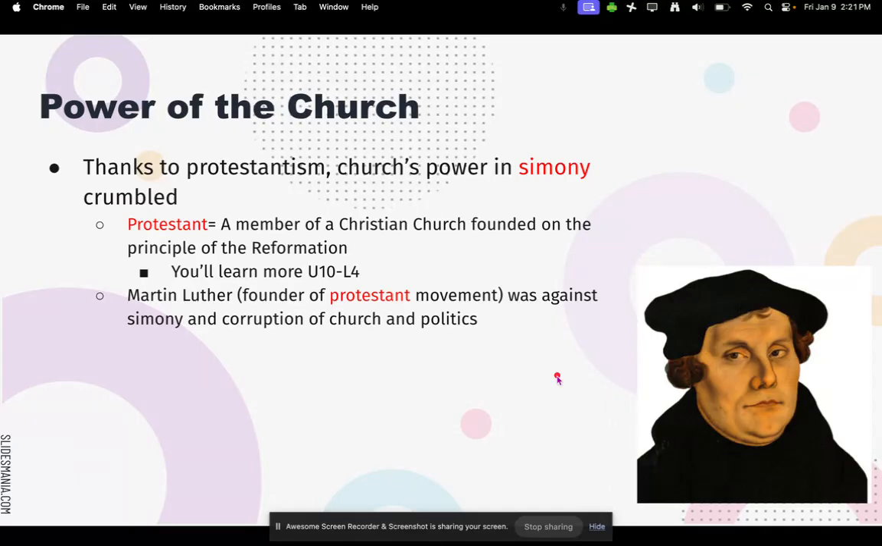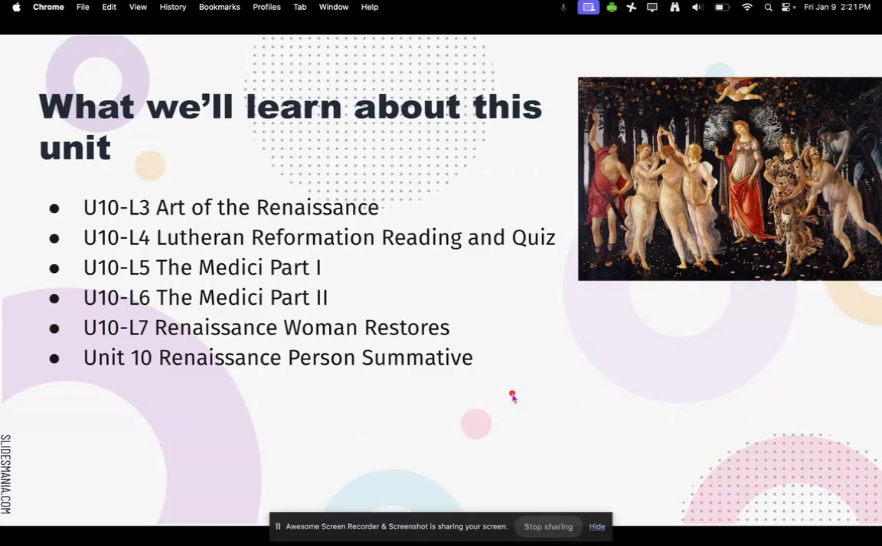Also, thanks to Protestantism, church's power in simony crumbled. A Protestant is a member of a Christian church founded on the principle of Reformation. You will learn more about this in U10-L2. And then Martin Luther, who is this dude right here, he was the founder of the Protestant movement and was against simony and corruption of the church and politics. So again, you will learn a lot more about him in just a few lessons.